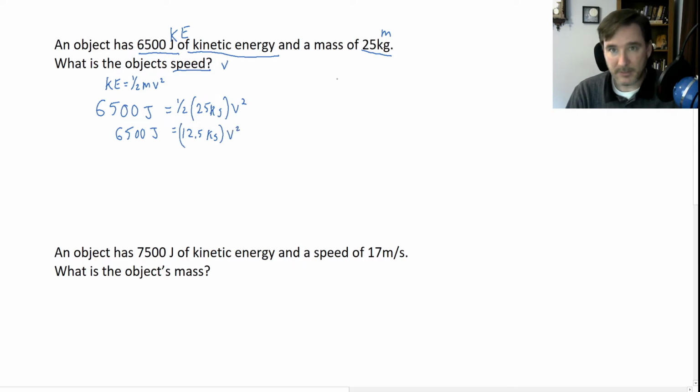Now I want to get velocity by itself. And since this is being multiplied, that means I have to divide. So I'm going to divide by 12.5 kilograms. That's going to cancel this out over here. That's going to make sure that velocity is by itself. And whatever I do to one side, I have to do to the other. So 12.5 kilograms.